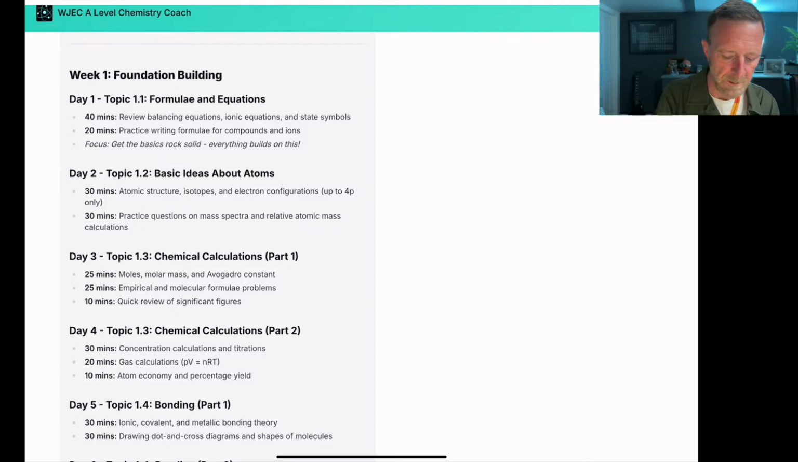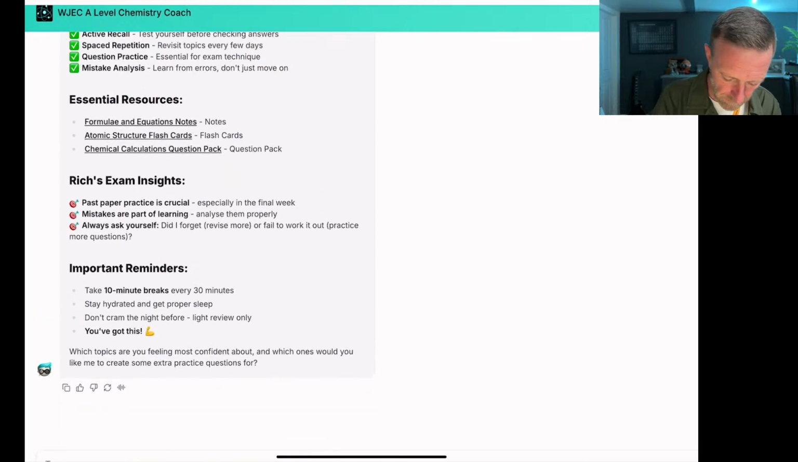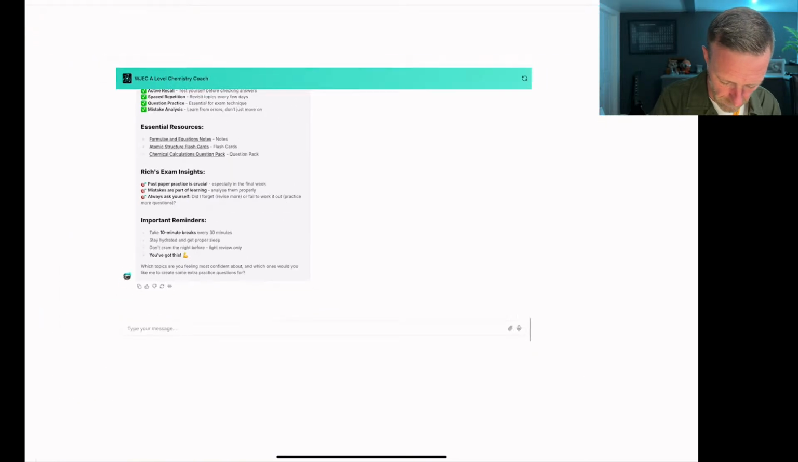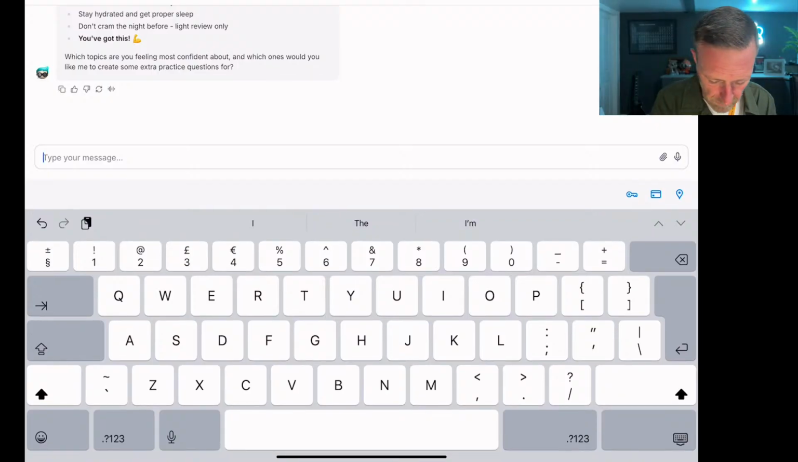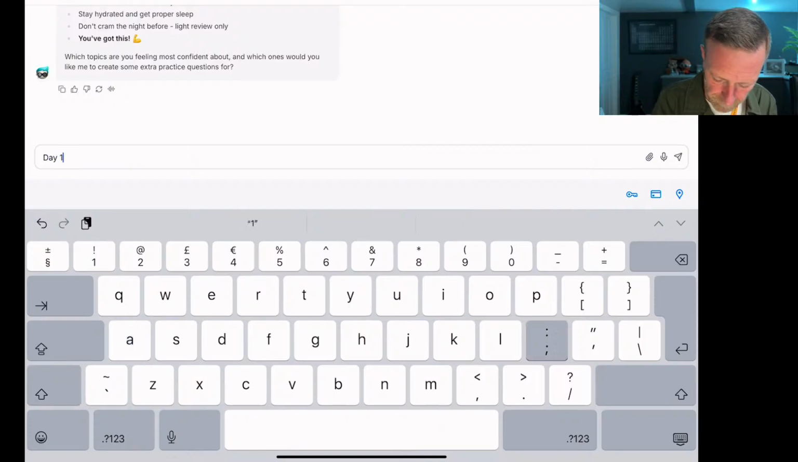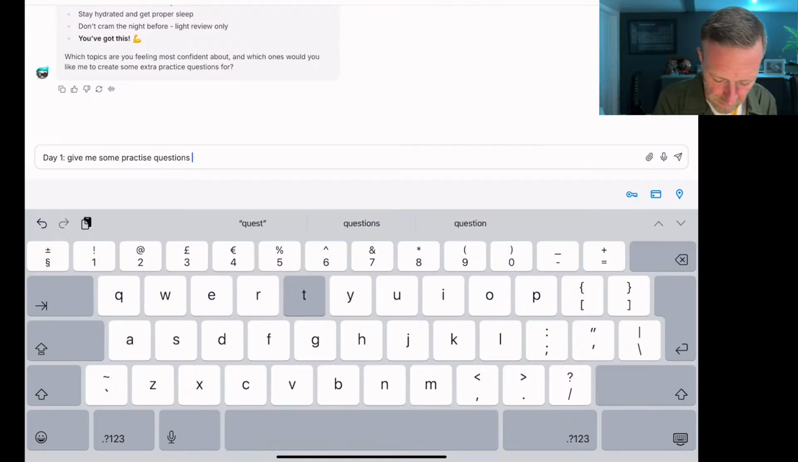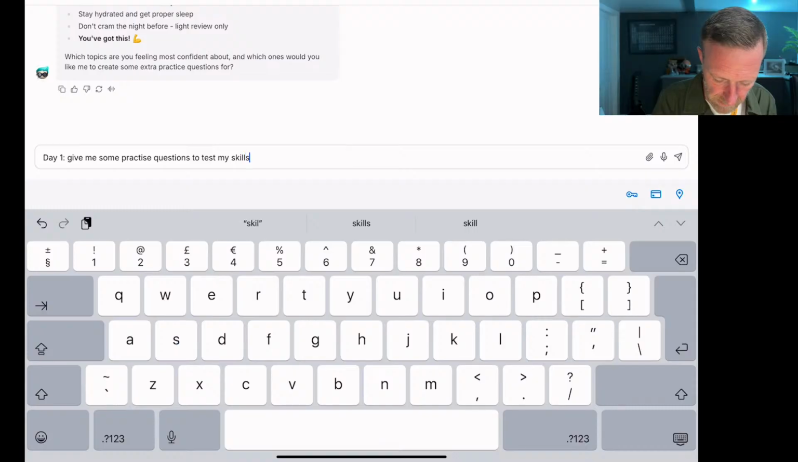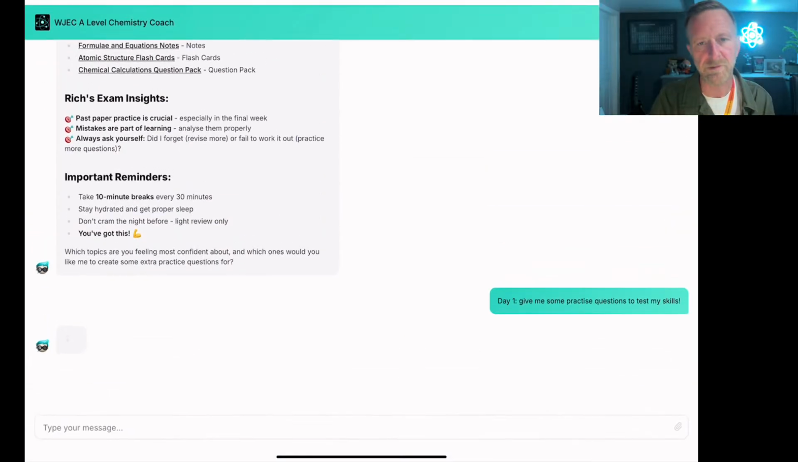What do I do? So I would just go, okay, day 1. Zoom out. Okay, so day 1. Helps if you type things. Day 1. Give me some practice questions to test my skills. All right, because obviously balancing equations and writing formulae is all about skills. You've got to know how to do that.